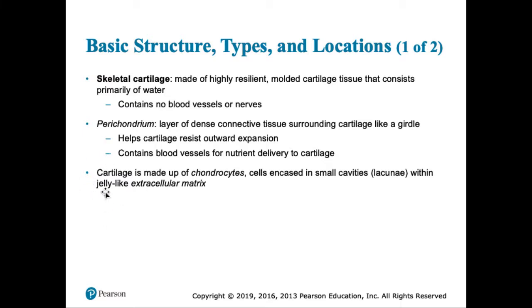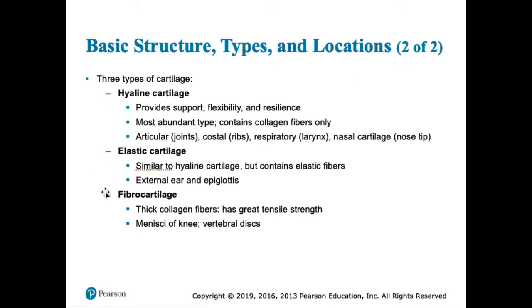Cartilage, of course, is made up of chondrocytes, cells that are encased in small cavities that we call lacunae within this jelly-like extracellular matrix. There are three types of cartilage. We have hyaline cartilage, elastic cartilage, and fibrocartilage. Hyaline provides a lot of support. It is the most abundant type. You see these in things like joints and the articular, the costal, the respiratory, like the larynx, the nasal cartilage, the nose tip.